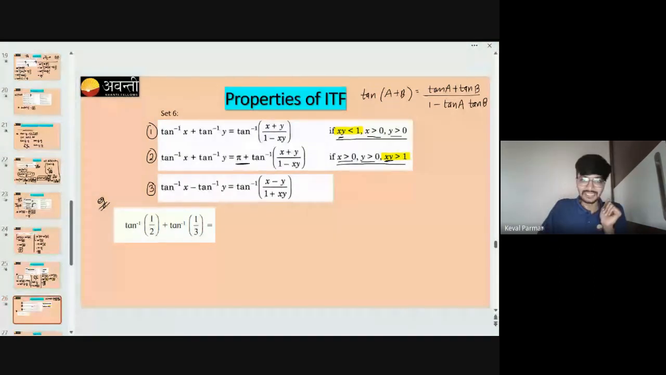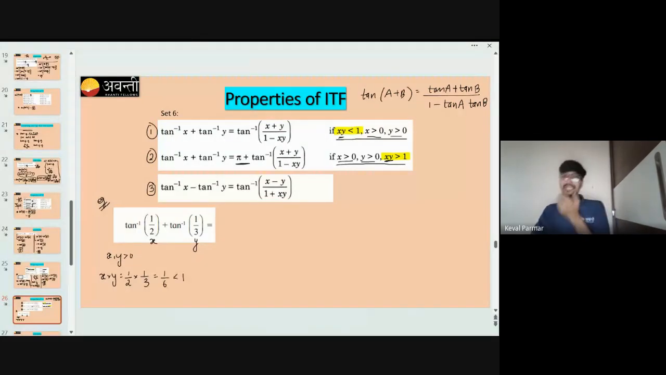So as we can see, it is addition of two tans: tan inverse of x, suppose, plus tan inverse of y. Meaning I can use the first formula or second formula depending on the condition of x and y. Here you can see x and y both are positive, but if we take the product x into y, we will get 1 by 2 into 1 by 3, which is 1 by 6, which is less than 1. And if the product xy is less than 1, we have to use the first formula.